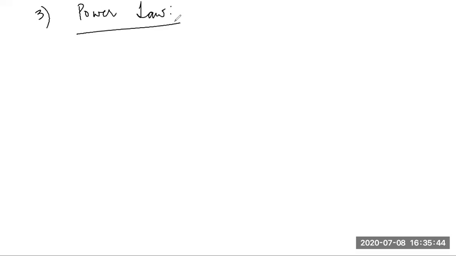So what's the power law? See students, if I do log of m to the power n at the base a, n will come in the front. That means I'm multiplying n with log of m to the base a. Now guys, shall we check it? Yeah, we're going to check this also.